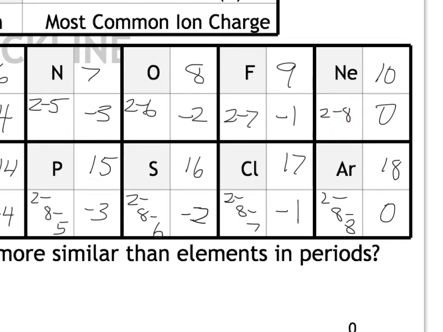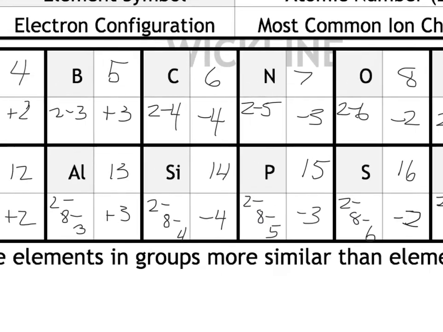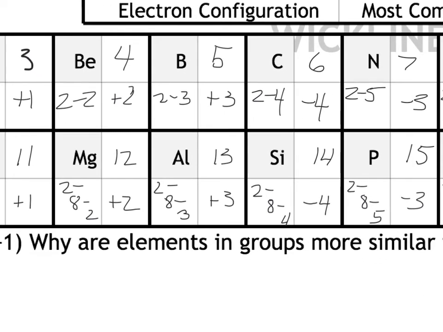And you'll also see similarities in electron configuration. So in group 18, neon ends in an 8 and argon ends in an 8. In group 17, fluorine ends in a 7 and chlorine ends in a 7. For group 16, oxygen ends in a 6 and sulfur ends in a 6. You'll see that pattern throughout the whole set. For instance, boron ends in a 3. This is group 3, and aluminum ends in a 3.